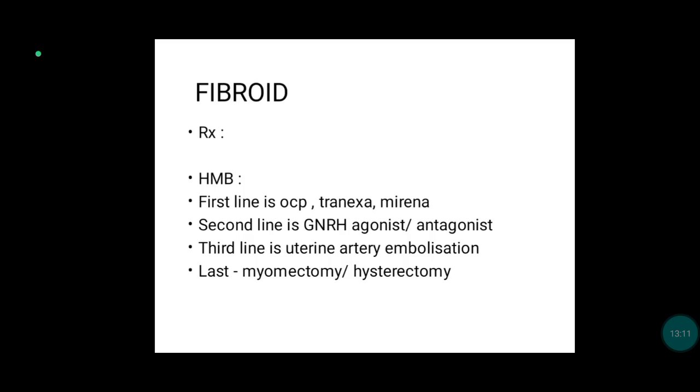There are two exceptions for a female who wants a family but has an asymptomatic fibroid: submucosal fibroid and bilateral cornual intramural fibroid. In submucosal fibroid, hysteroscopic myomectomy is done. In bilateral cornual intramural fibroid, laparoscopic myomectomy is done.